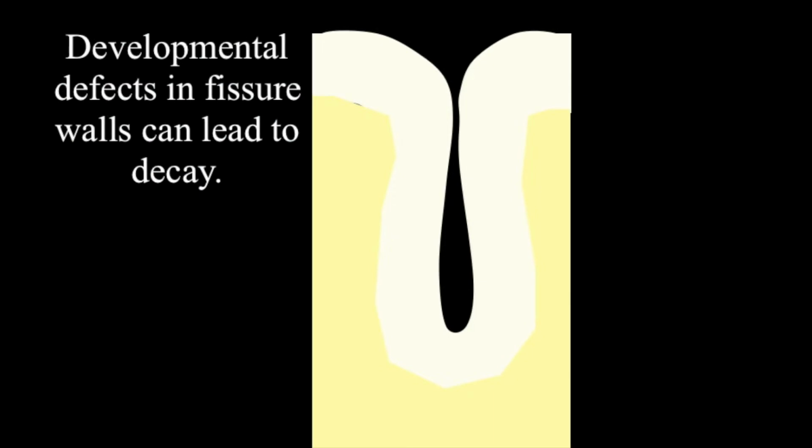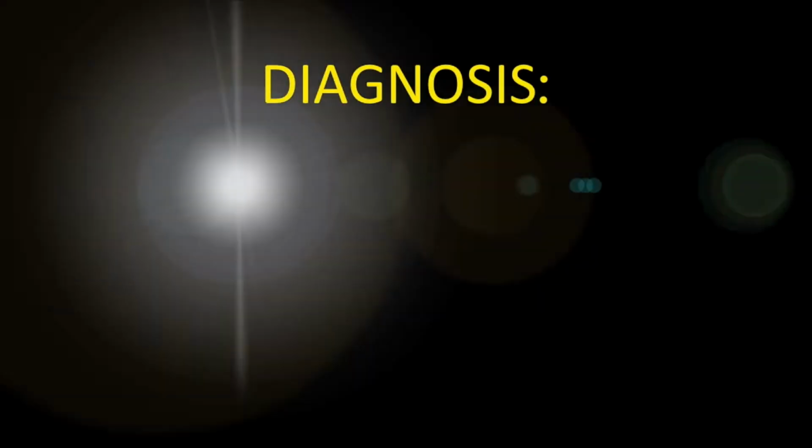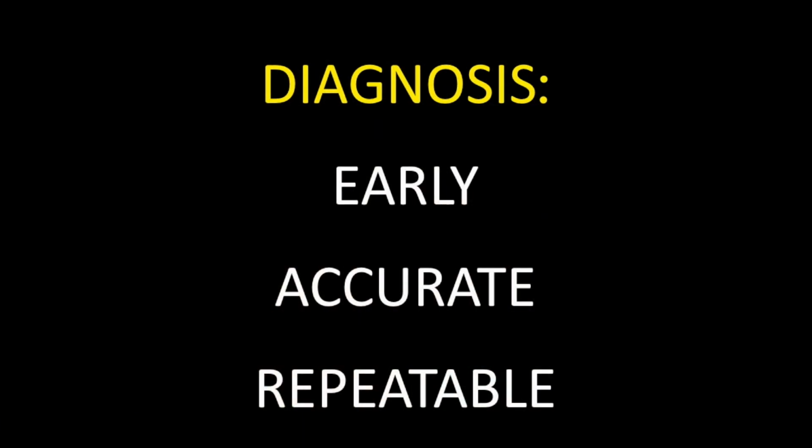Sometimes during tooth development, the outer shell of enamel doesn't form properly. Developmental cracks allow acids to destroy the second layer long before a probe can discover decay. That is what happened to this tooth. You want diagnosis to be early, accurate, and repeatable.